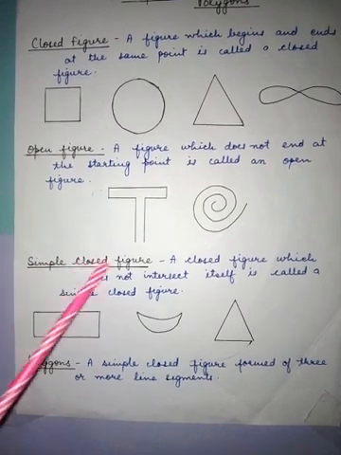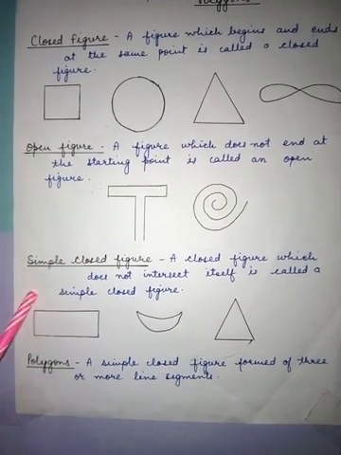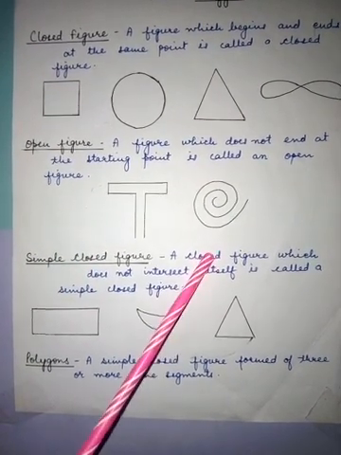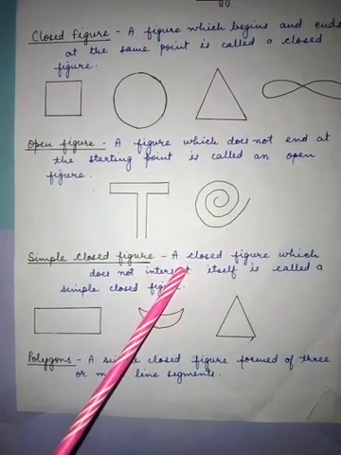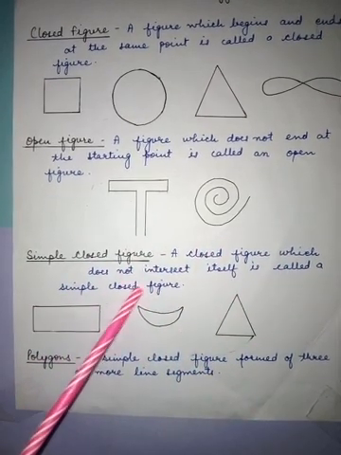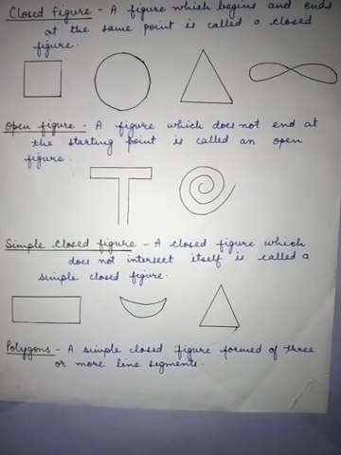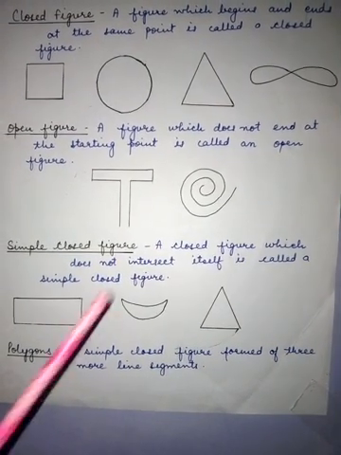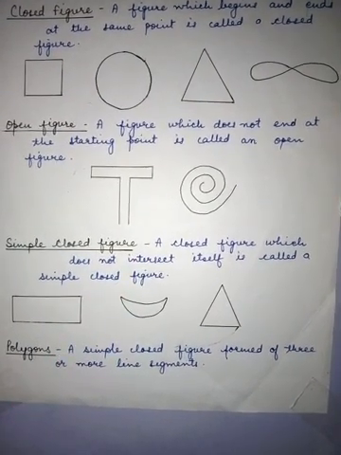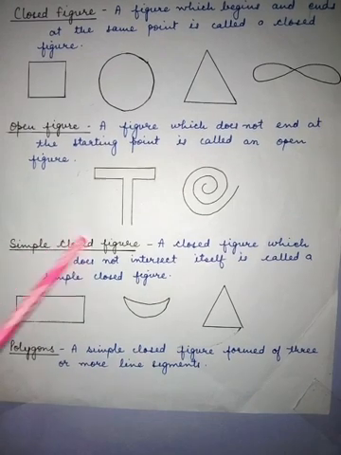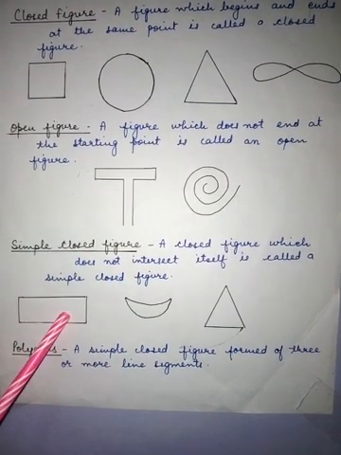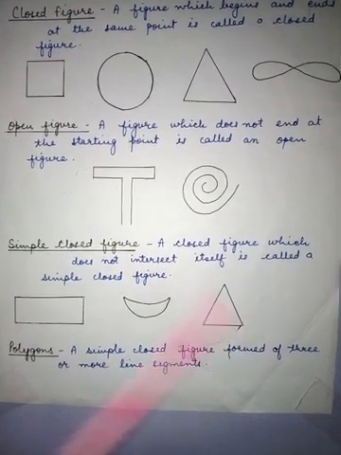Now simple closed figure. What are simple closed figures? A closed figure which doesn't intersect itself is called a simple closed figure. Means closed figures which do not cut themselves. Such figures are called simple closed figures. These are some simple closed figures.